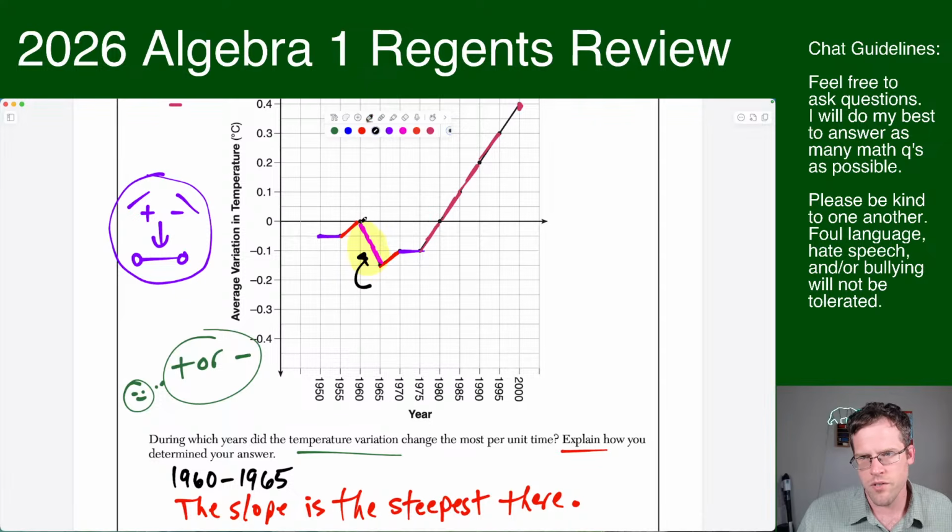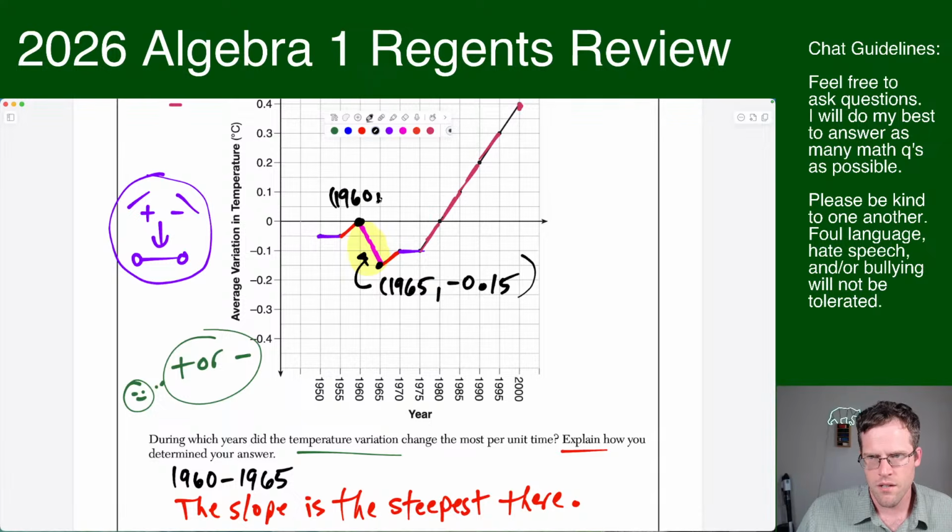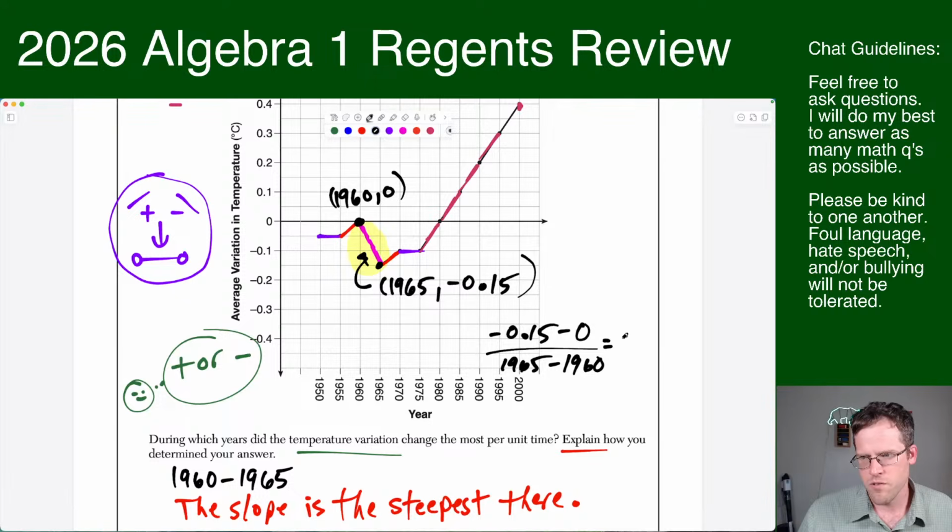If you want to say a little more, you could say, from here to here, this is 1965, comma, negative 0.15. If they're counting by 0.1, this is 0.15, but negative. And then this one over here would be 1960, comma, 0. If I find the slope, I get negative 0.15 minus 0 over 1965 minus 1960. This would be over 5, which would make negative 0.03, and it's degrees Celsius per year.